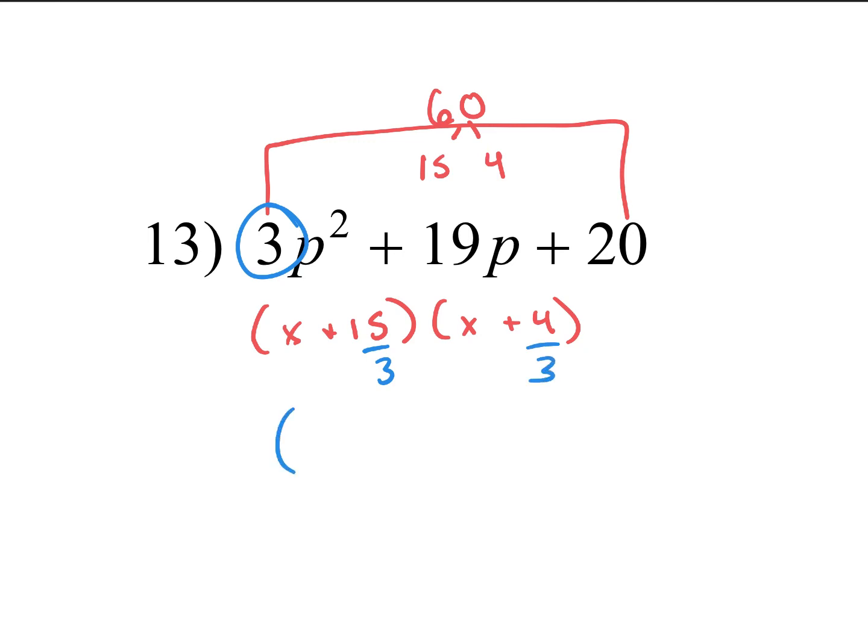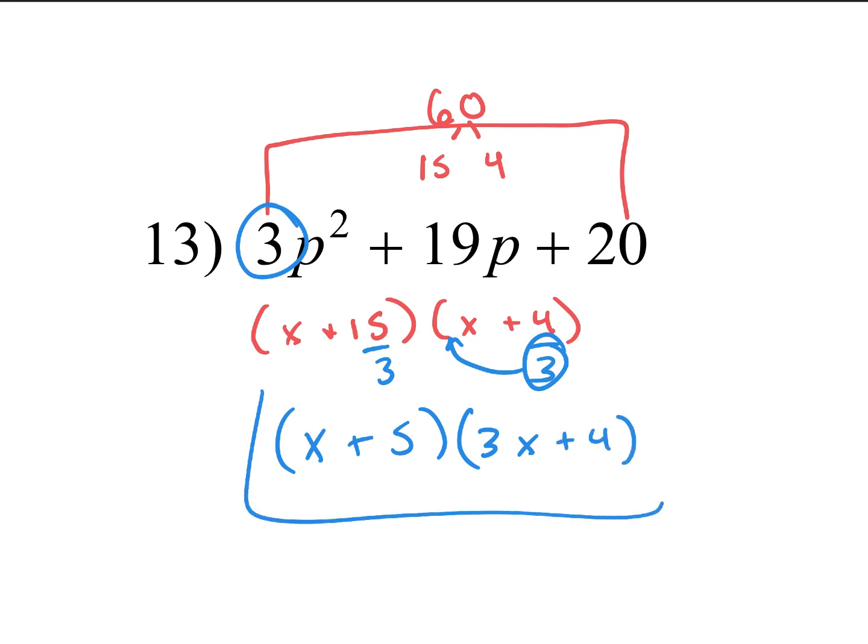So it's 15 divided by 3. 5. So x plus 5. What's 4 divided by 3? You can't, so you just put it by 5. Perfect. If you can't divide it, you move it in front. So 3x plus 4. Good job.